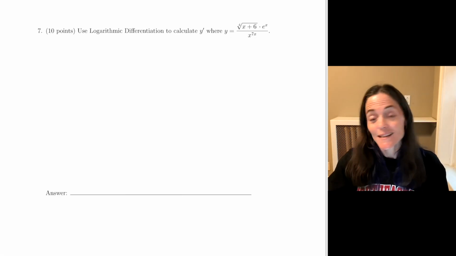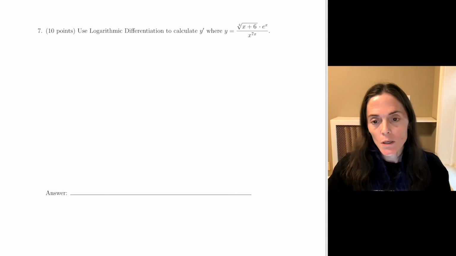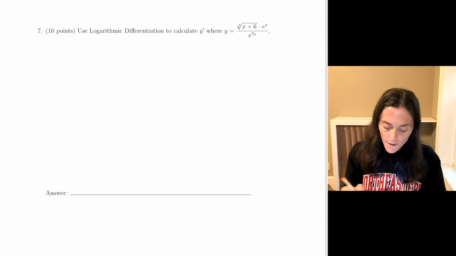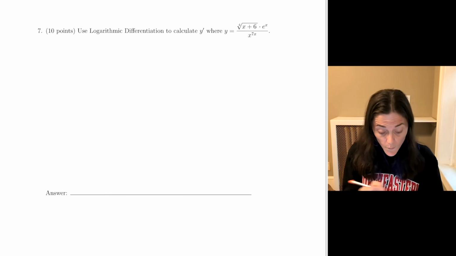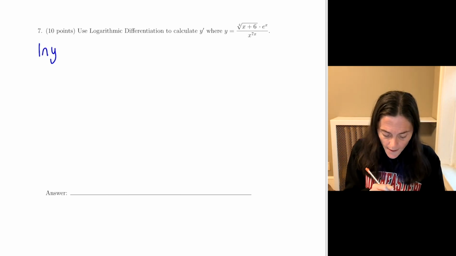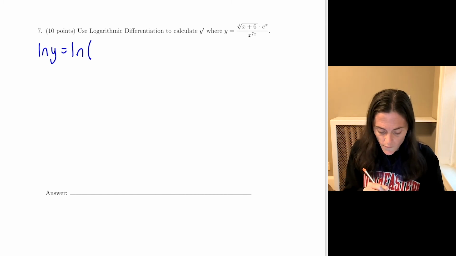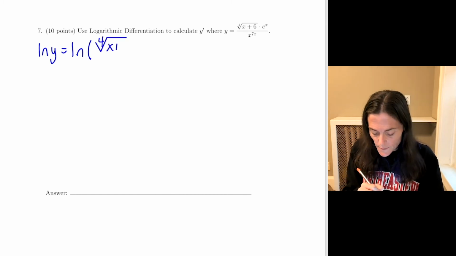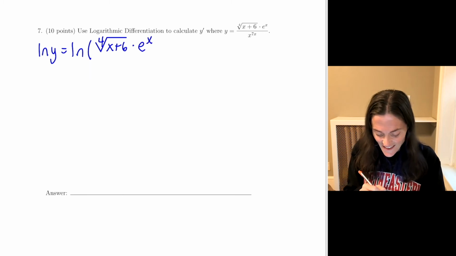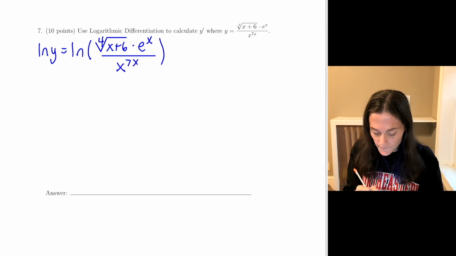Last question, logarithmic differentiation. Okay, let's get started here. How do we do this? Take the natural log of both sides. So ln y will be ln of this entire thing, which is the 4th root of x plus 6 times e to the x, and then all over x raised to the 7x power.